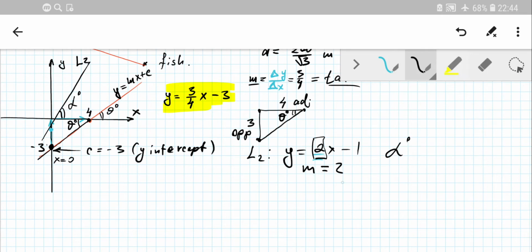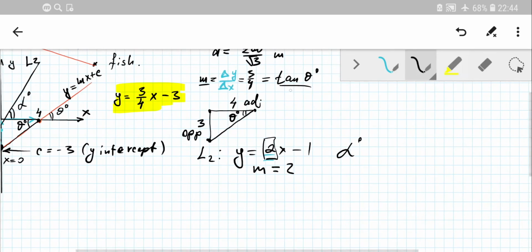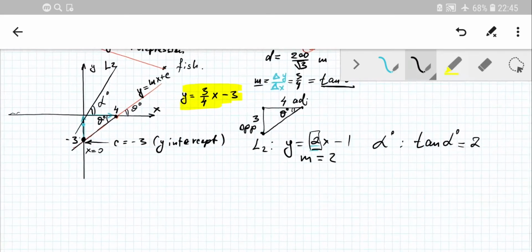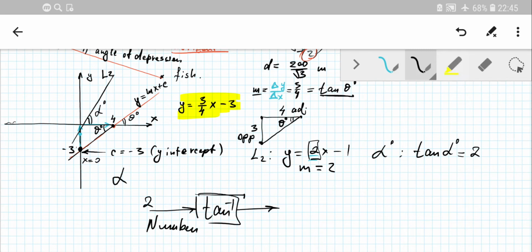We know that the connection between the slope and the angle is the tangent. So we can write that tangent of alpha is simply the slope, so tangent alpha is 2. How do we work out the angle itself? You just go to the calculator and press the magic button, tan minus 1, because right now you've got a number as input and you want the output, which is alpha in degrees.